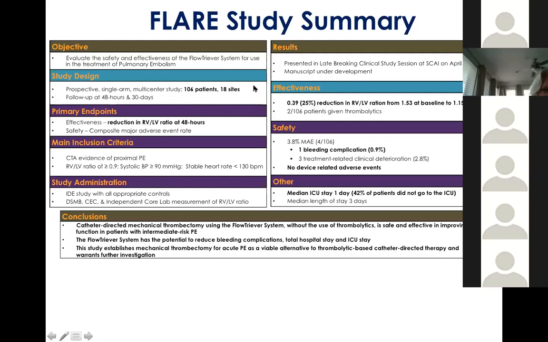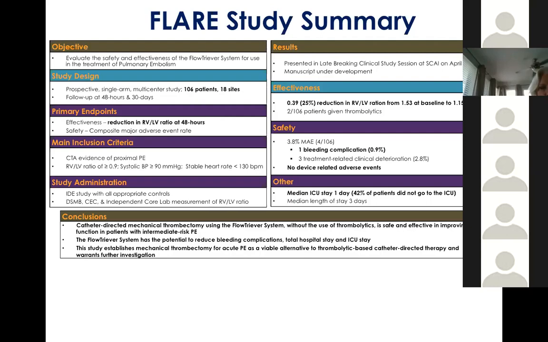Looked at, it's a single arm, multi-center, 106 patients, 18 sites. These patients came with submassive PE and they were taken to the cath lab. They eventually had a 25% reduction in RV to LV ratio, with 0 TPA used, and the median ICU stay was 1 day. 42% of these patients did not even go to the ICU.